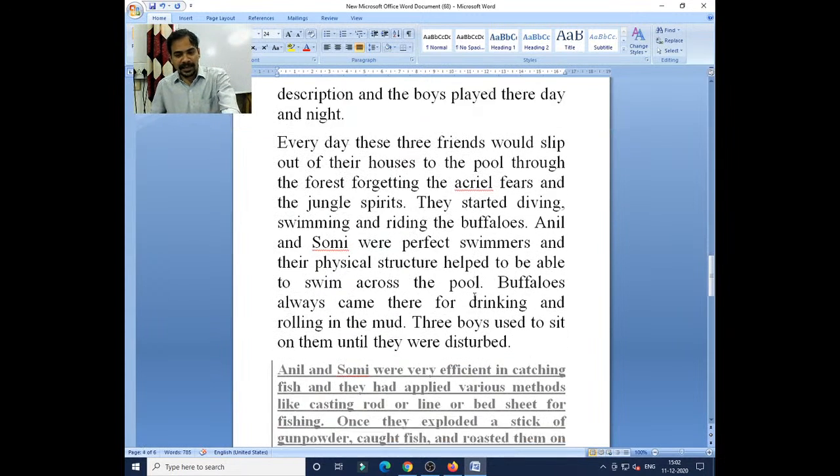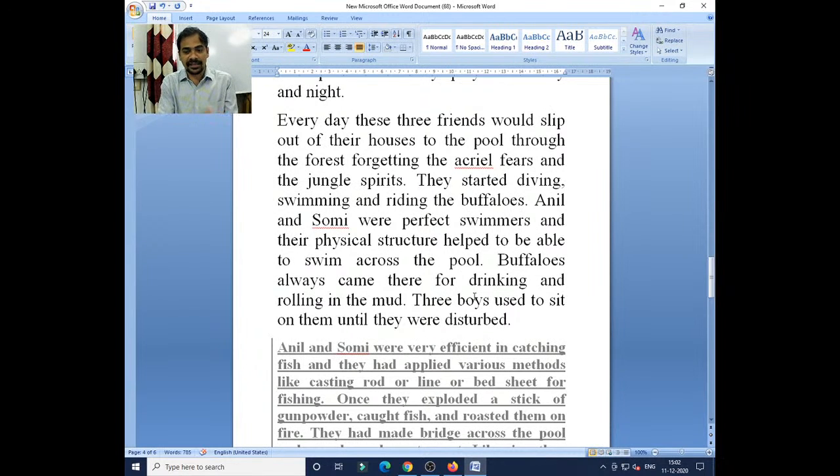Every day these three friends would slip out of their houses to the pool in the name of going to school. They would escape and simply run to the pool through the forest, forgetting their fears of the jungle spirits. These were all small children, but without caring about the danger and difficulty they encountered while going into the deep forest near the pool.